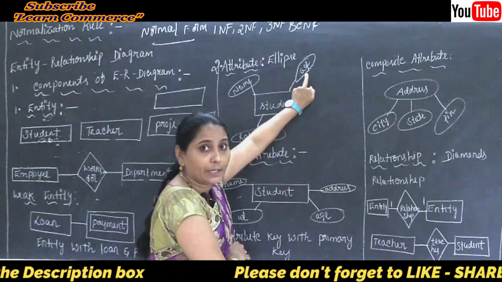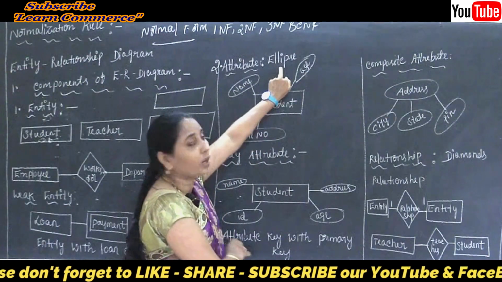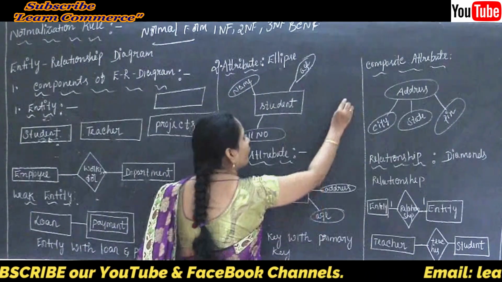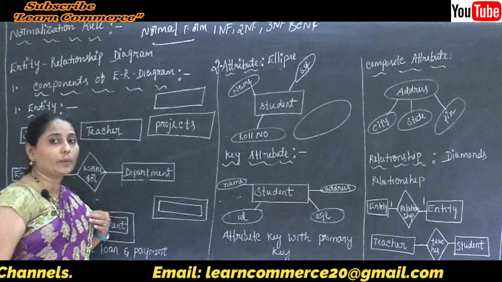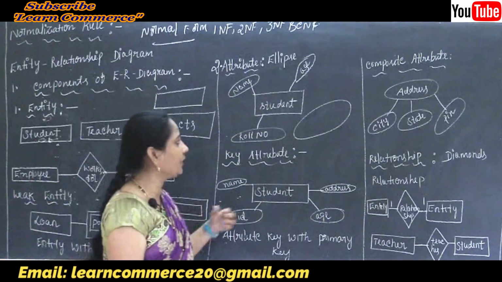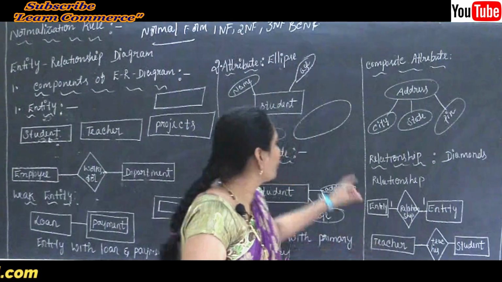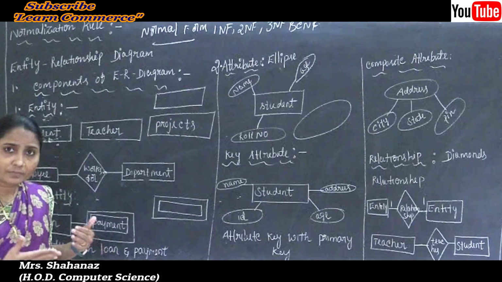And an attribute is represented by using a diagram. The diagram is called the ellipse, ELLIPSE. So we are going to draw it in this manner. Clear on this point here? Because an attribute is represented using a diagram, and the diagram is called the ellipse here. So we need to draw it in this manner here. So this is called the ellipse here.